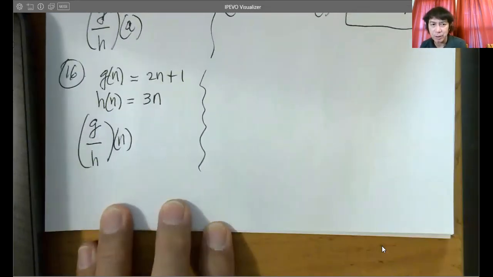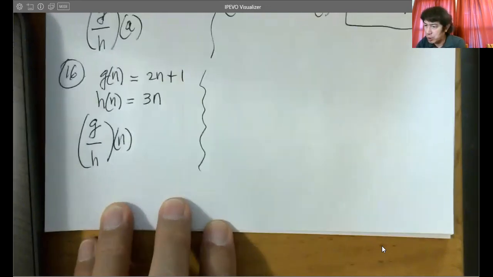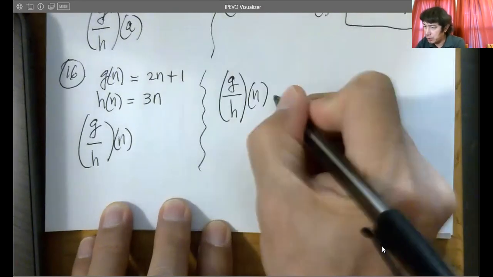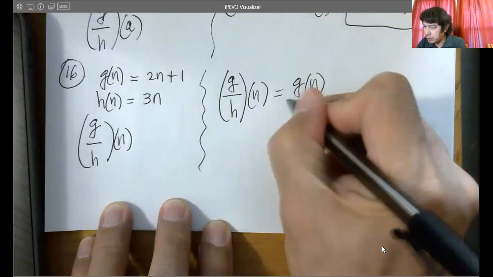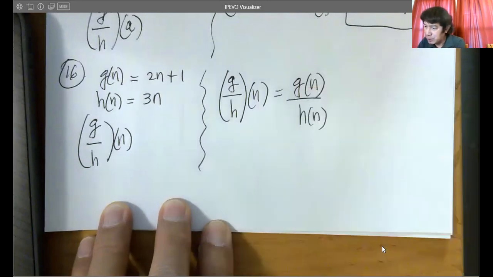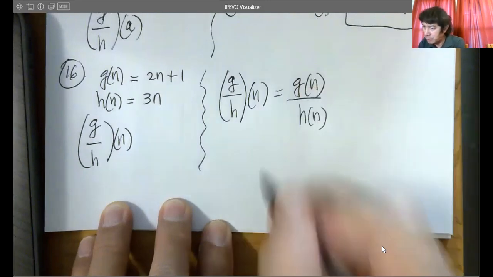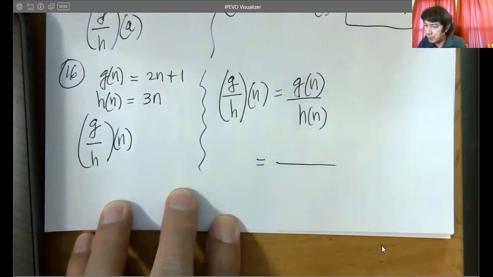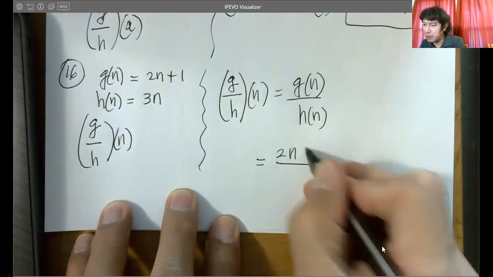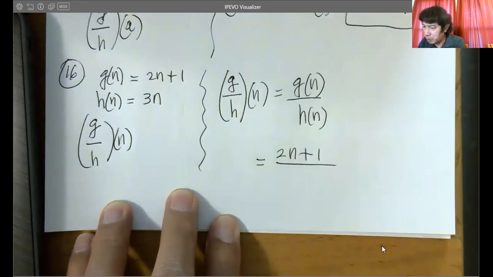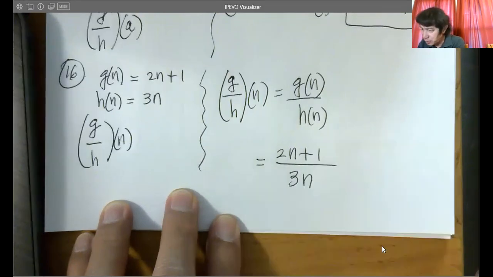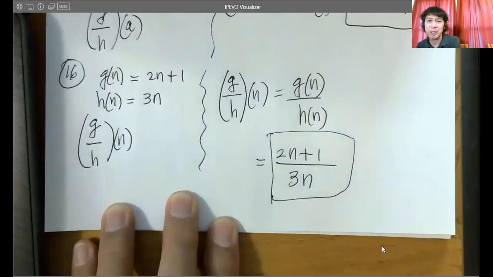We're asked to get g divided by h. So we start with the solution, g over h of n. That's g of n over h of n. And this is exactly equal to g of n, which is 2n plus 1. We write it on top. And the divisor is the function h, and that should be equivalent to 3n. And that's it. That should be the required. We cannot simplify that anymore.